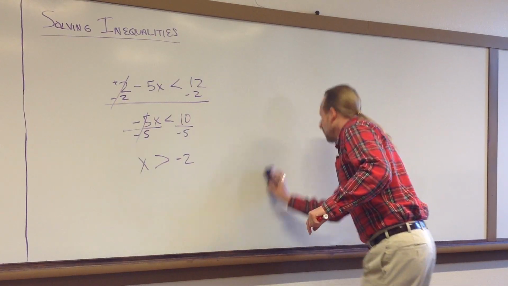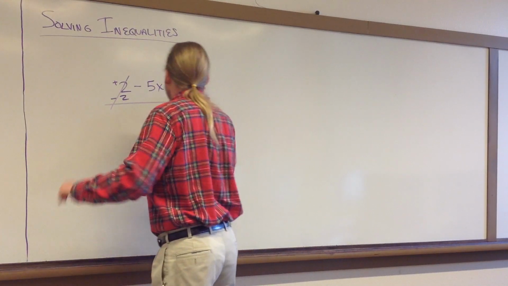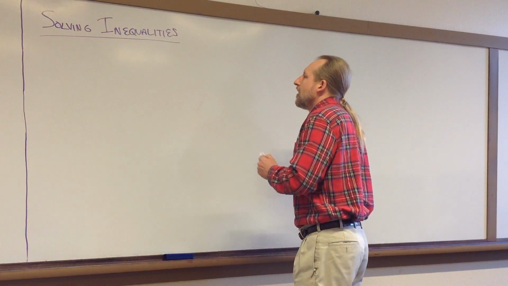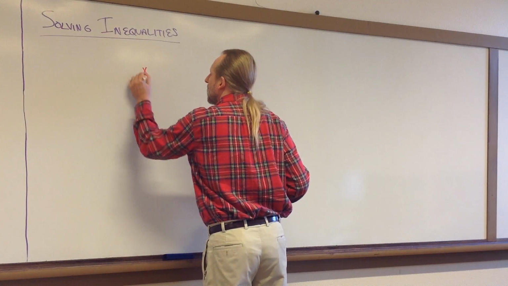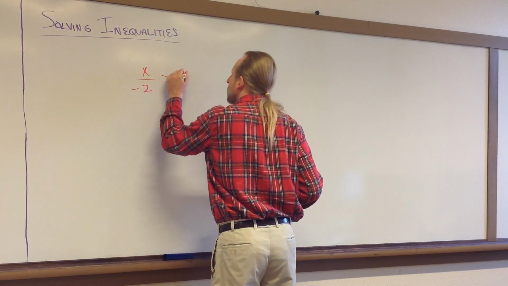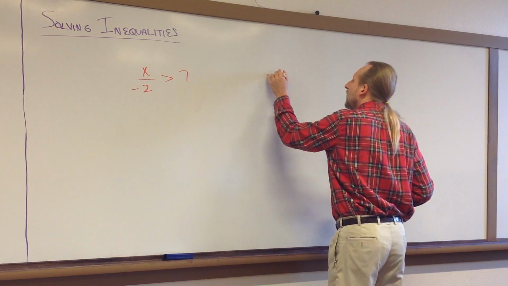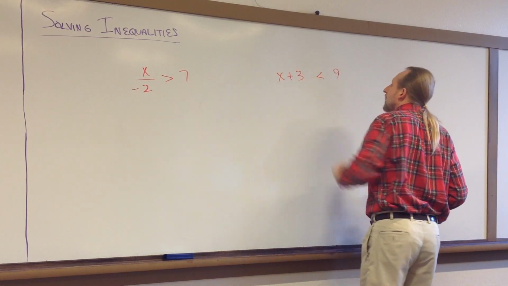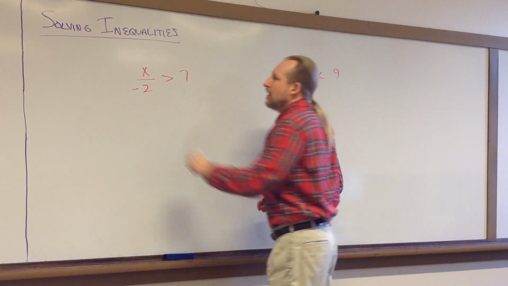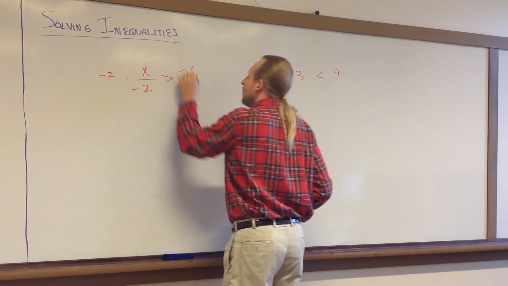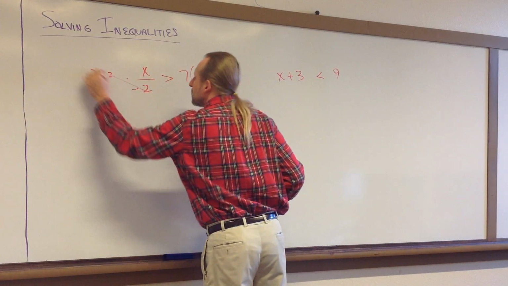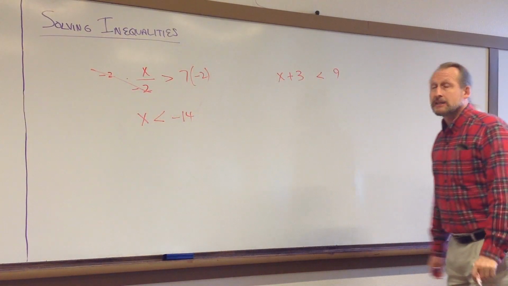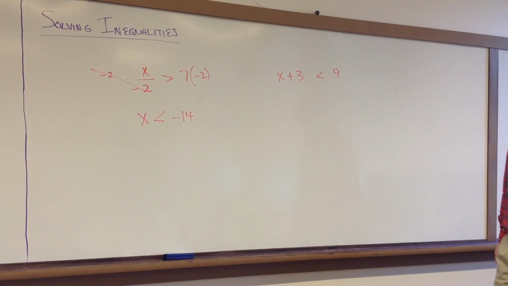Okay. Before we get started with some sample problems, I just want to talk about one distinction here. Let me put two problems up here. Let's say maybe x over negative 2 greater than 7, and let's say x plus 3 less than 9. Okay? Over here, to clear out this negative 2, I want to multiply on both sides by negative 2, and that'll flip that around and make it x less than negative 14.